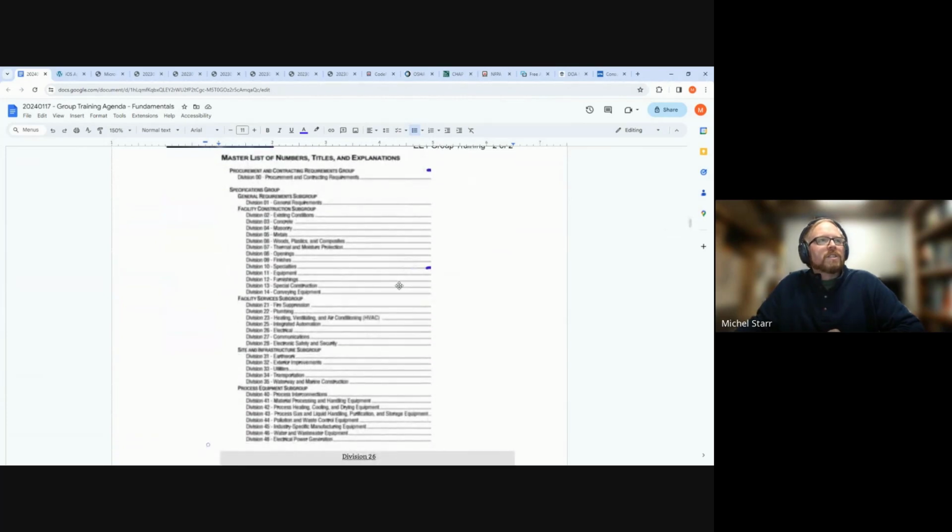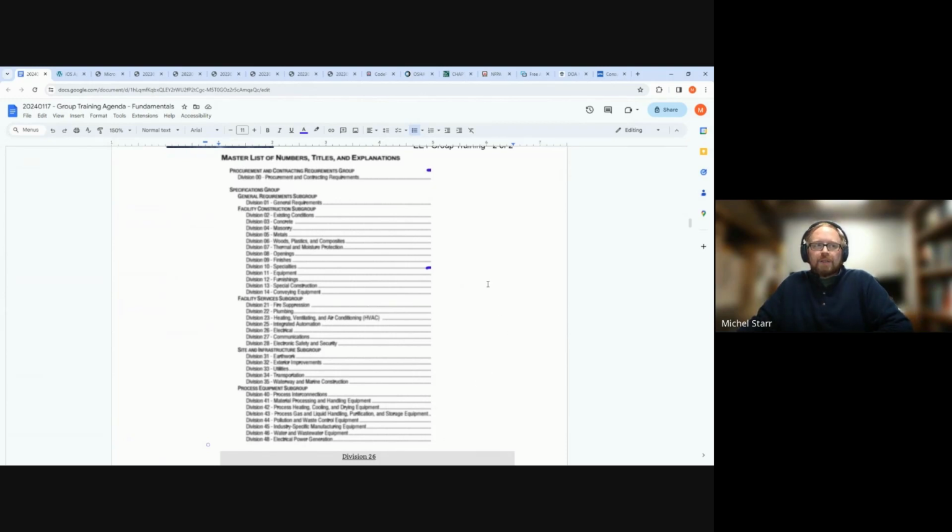I left this as a snip that I had from the notes from the last session, and you can see here there's the divisions. So this is how it's broken out. Previously there was an earlier CSI format, and they shifted. For instance, electrical used to be division 16, and now these are the most current.